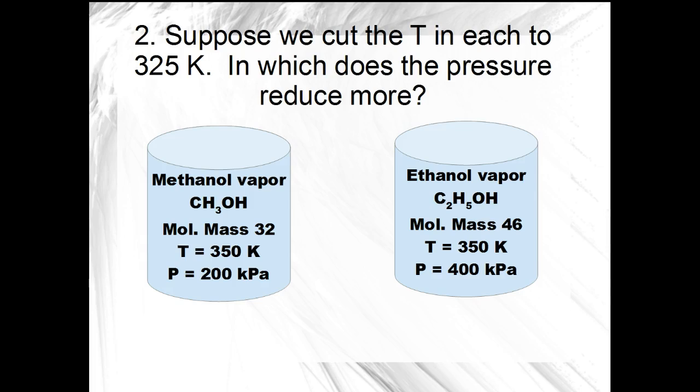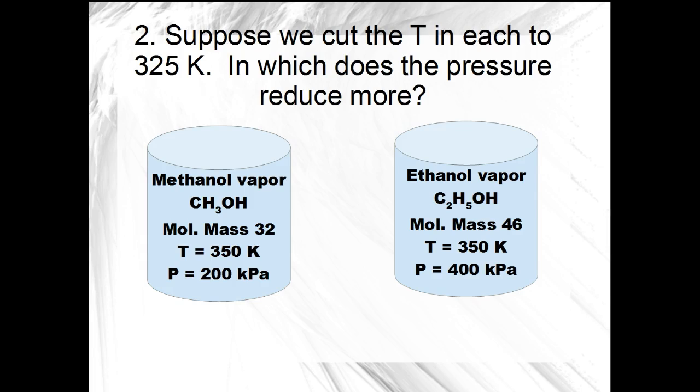Now suppose we cut the temperature in each to 325 Kelvin. In which does the pressure reduce more? So on an absolute basis, how many kPa are lost? Well, if you think about it, if the temperatures are 325 K in both containers, they are the same, so the average kinetic energy of the molecules is going to be the same. Both of the pressures will go down. However, the pressure on the right, the ethanol, is twice as much as the pressure on the left.